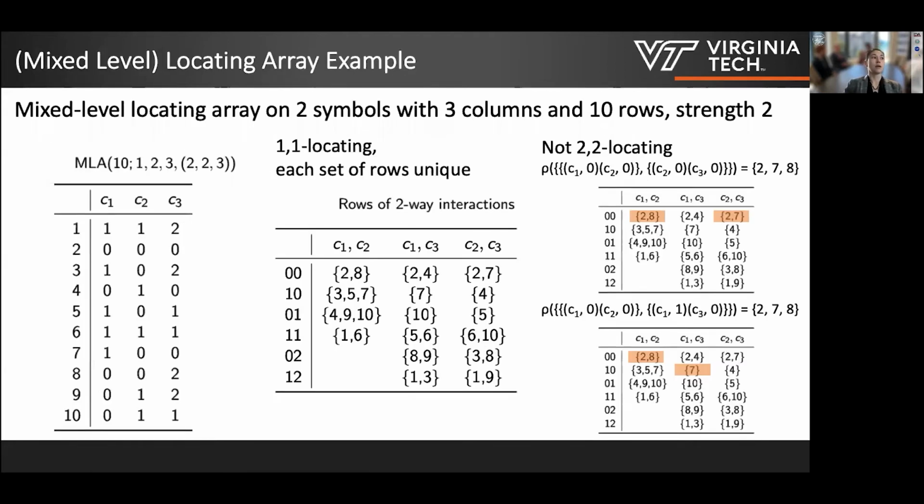This is a mixed level locating array on 2 symbols with 3 columns and 10 rows, and it has strength 2. Okay, so we see there's 10 rows. Again, there's 3 columns, and each column has 2 symbols in it.